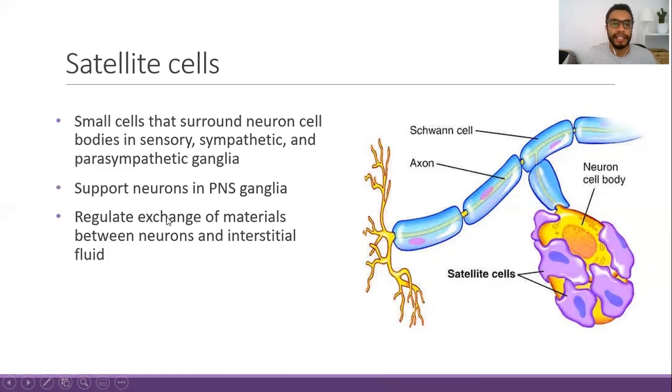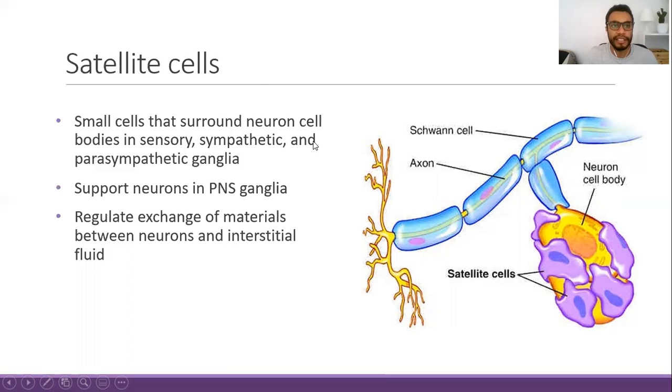And they also regulate exchange of materials between neurons and the interstitial fluid. So exchange of materials, including ions, nutrients, oxygen, carbon dioxide. Okay, so this is the main function of satellite cells. They provide additional support to the peripheral nervous system.